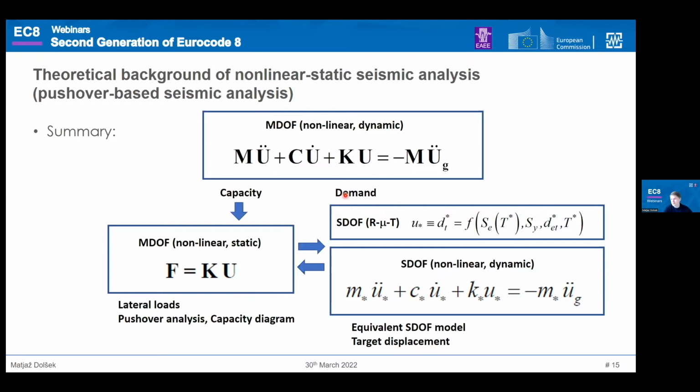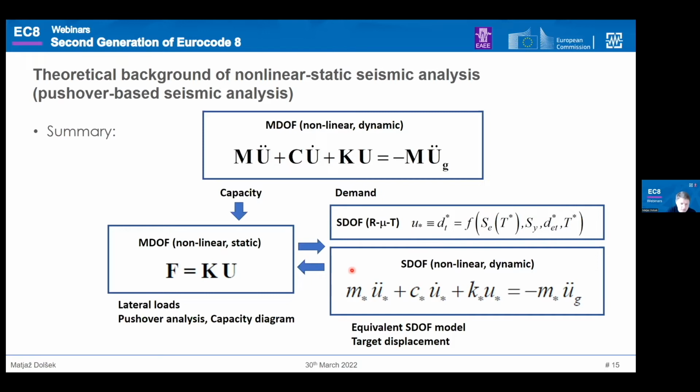The demand is then calculated either by the simplified R-mu-T relationship, which means you don't need to calculate any dynamic analysis, but you use simple formulas. For example, in the Eurocode, the top displacement depends on the spectral acceleration, elastic displacement, and the period of the single degree of freedom system. And then you have simple formulas to calculate T star. Note the terminology: the displacements are marked by U here, but in the code the displacements are marked by D.